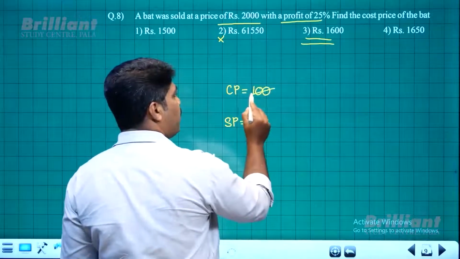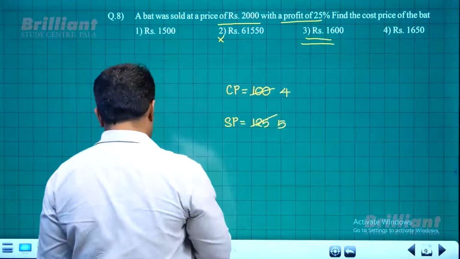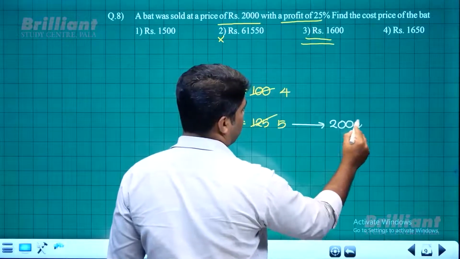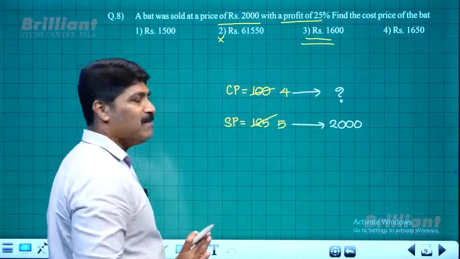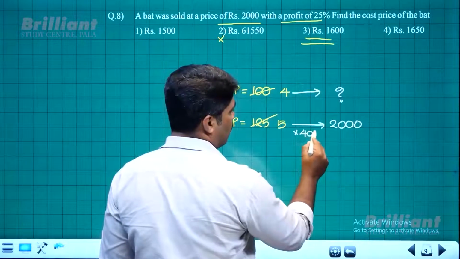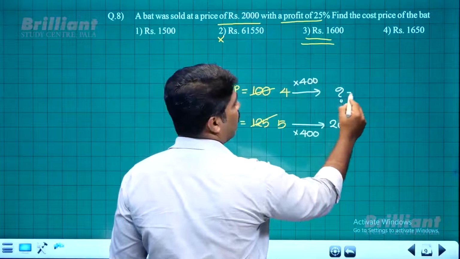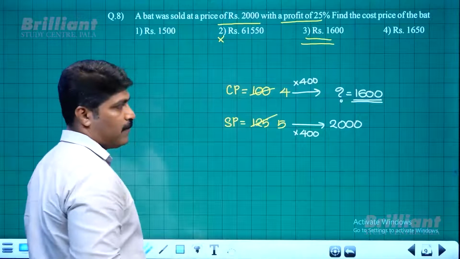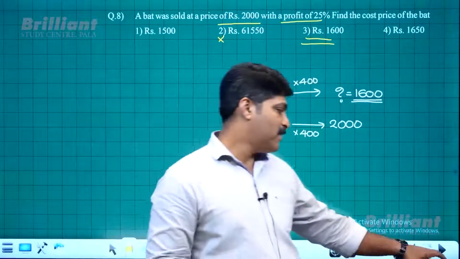Again, you can simplify it further. This is 4, this is 5. That's a simple logic. Here this 5 is representing 2,000 rupees. Then what does this 4 represent? That's a very simple approach. As we know, this 5 into 400 will be equal to 2,000. Therefore, 4 into 400 will be equal to 1,600. So that's a direct approach, or the unitary method, for finding the answer of these types of questions.